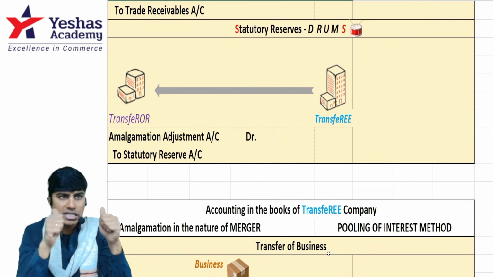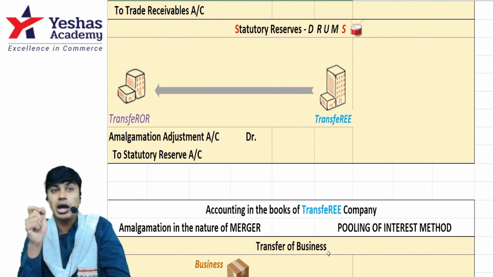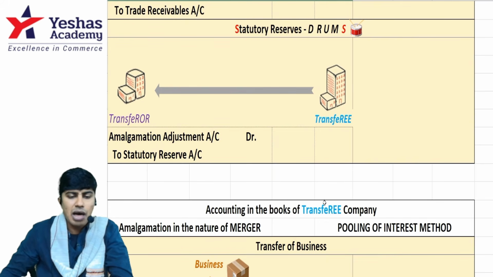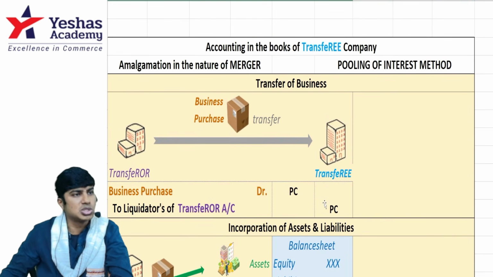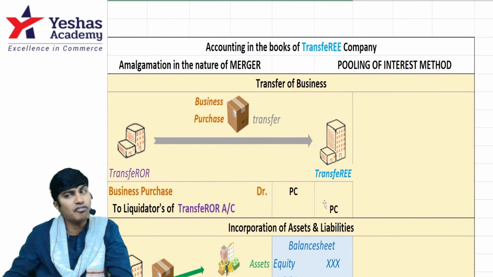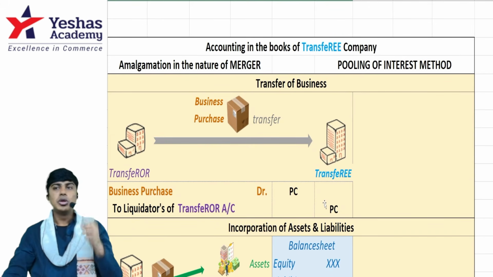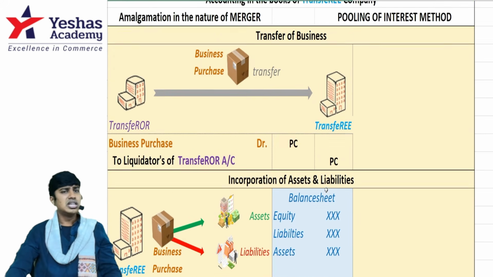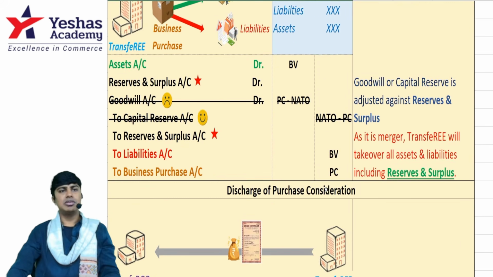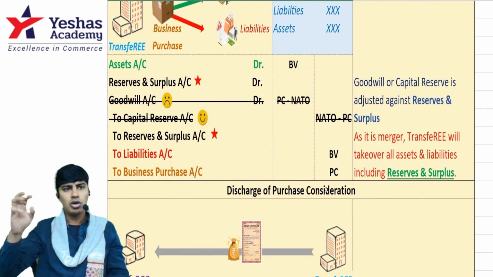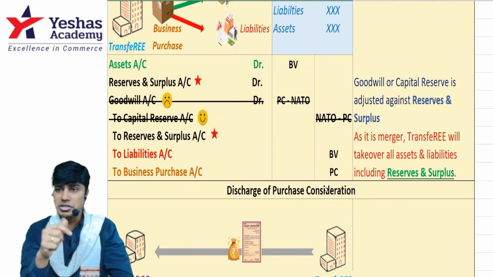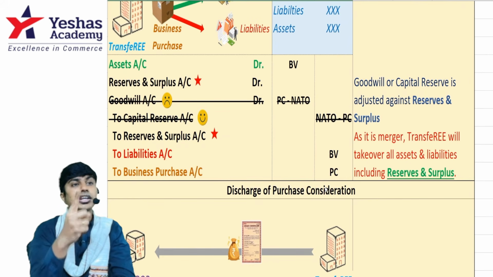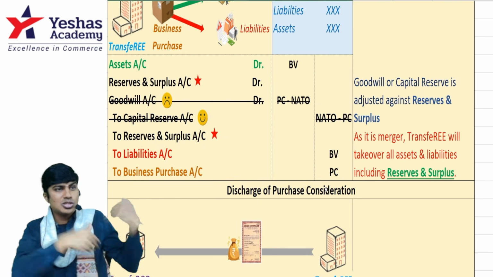This is the accounting entries in the books of transferee when the amalgamation is in the nature of purchase. Next, we'll discuss amalgamation entries in the books of transferee if the amalgamation is in the nature of merger. What method to follow? Pooling of interest. First entry, same: business purchase to liquidator. Second entry, slightly the same. You write all assets taken over debit, all liabilities taken over credit, you credit business purchase. But you would have taken over all assets and all liabilities, including reserves. So transferor's reserves also you will credit.